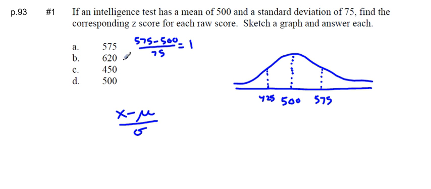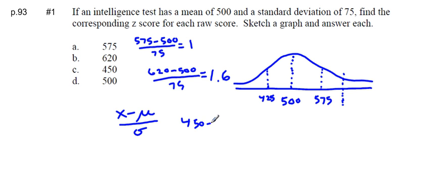All right, let's do the same calculation with this next one, 620. So we go 620, subtract 500, divided by 75. If we do that, we get an answer. Let me figure that out real quickly here. We get an answer of, actually it's exactly 1.6, meaning that score of 620, which is somewhere over here, is 1.6 standard deviations above average. Okay, so it fits. Let's try the next one.